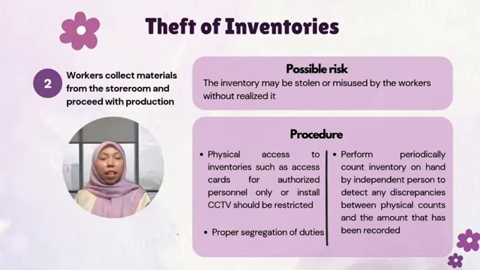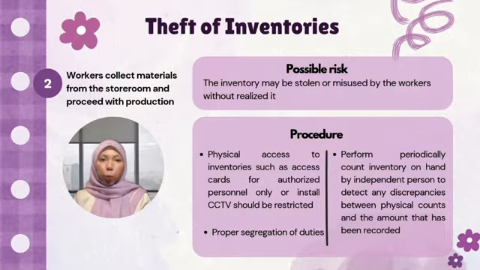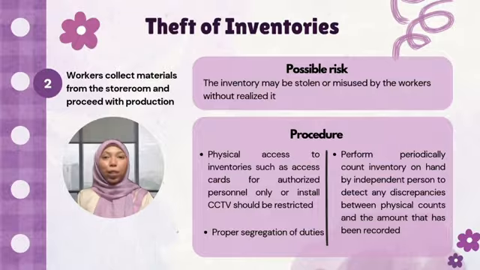Next, the second major threat at PrimeCan can occur when workers collect material from the storeroom without oversight. The risk is that inventory might be stolen or misused without being realized. Directly, it will contribute to the company's rising production costs. So, to mitigate this, we propose three controls.